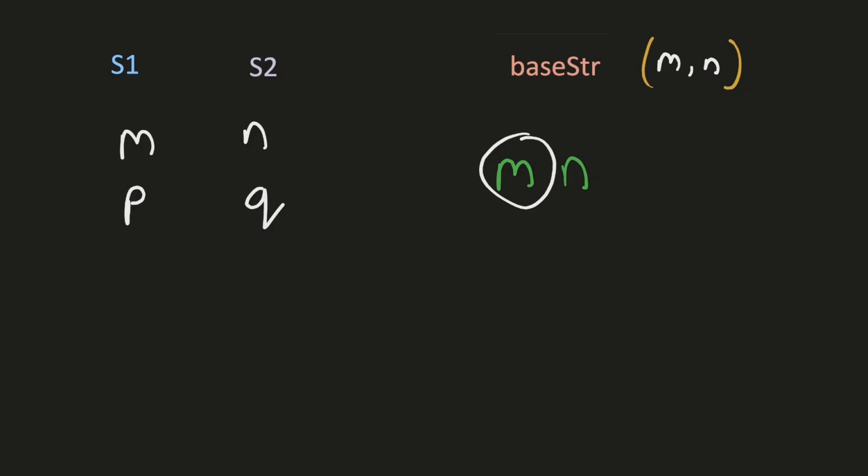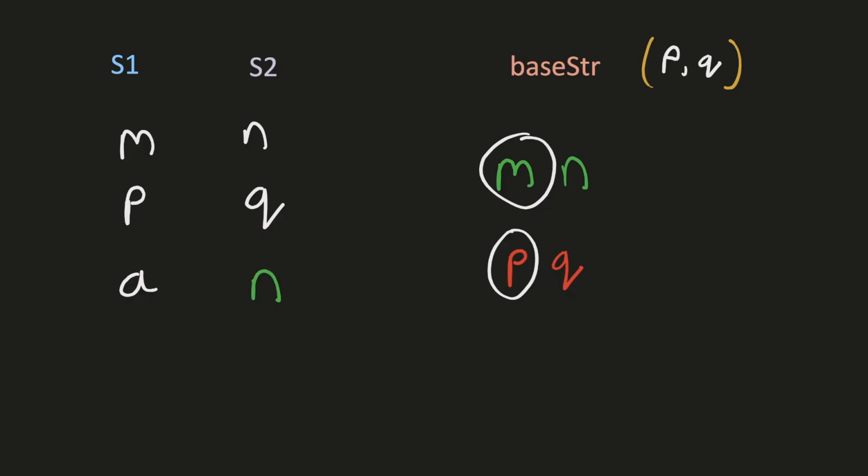Similarly, when we encounter these two characters, we'll have to form a separate group for them. The smallest character in this group is P, so for either P or Q in our base string, we'll map it to P. Now let's see what happens when we encounter these two characters.